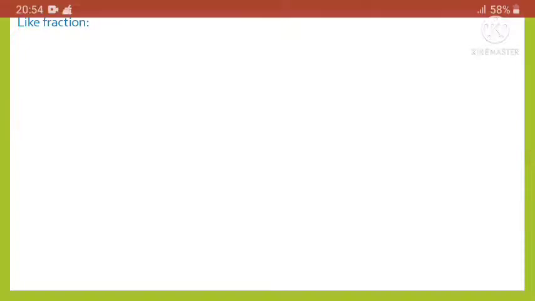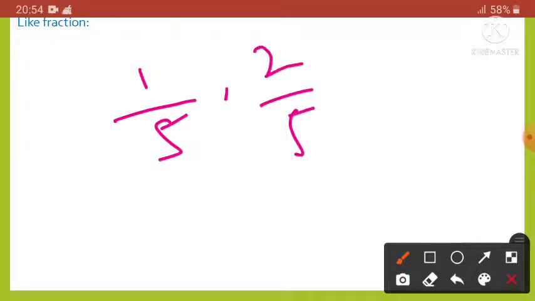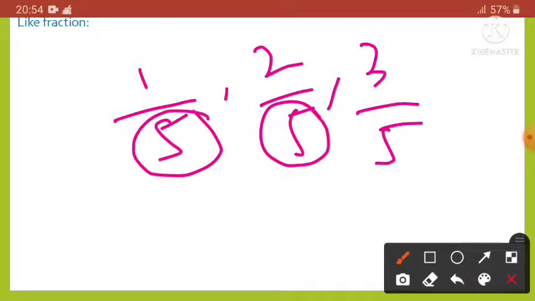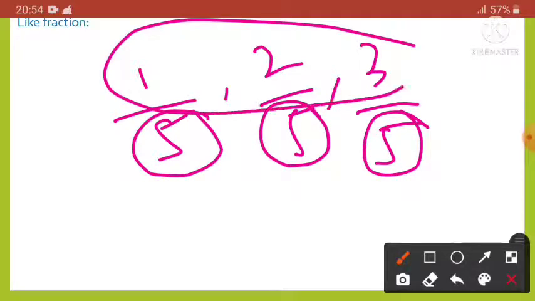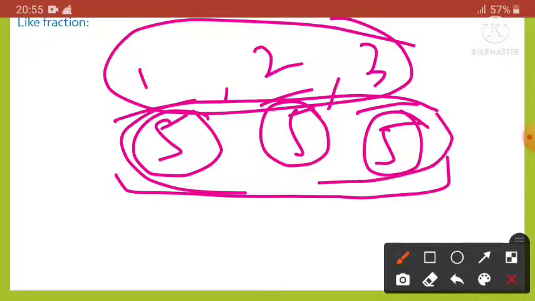Now we will be learning about the types of fractions. At first it is like fractions. The fractions having the same denominator are known as like fractions. Suppose we take one example: 1/5, 2/5, 3/5. If you see in all these fractions, all the denominators are the same, but numerators are different. So if in all the fractions we have the same denominator, then these fractions are known as like fractions.